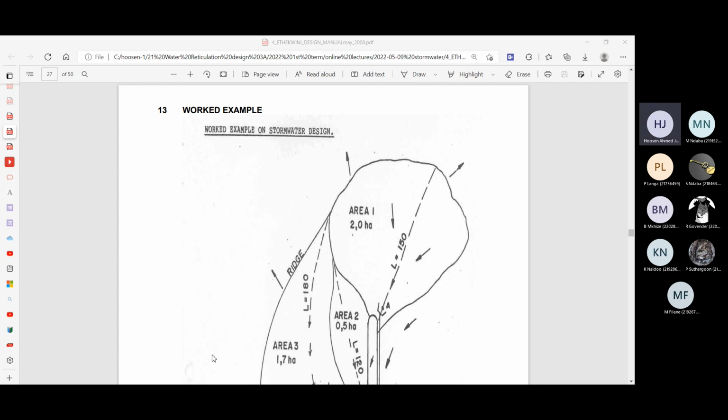In this lecture, Water Reticulation 3A, we continue with the section on stormwater design. And in the last lecture, I mentioned to you that I'll go through the worked example in the Itegbini design manual. Before we proceed, I just want to check, do you see the PDF file on your screen?